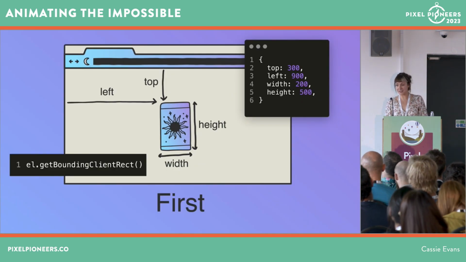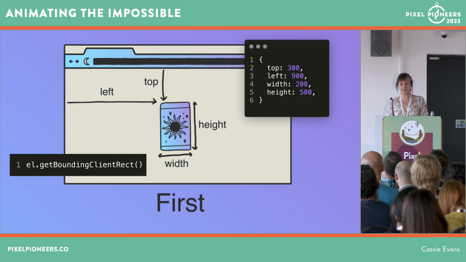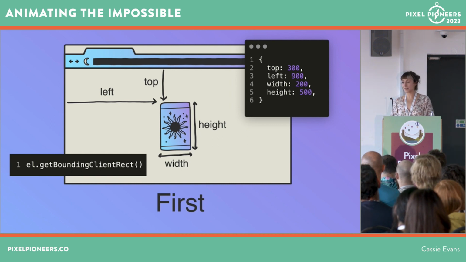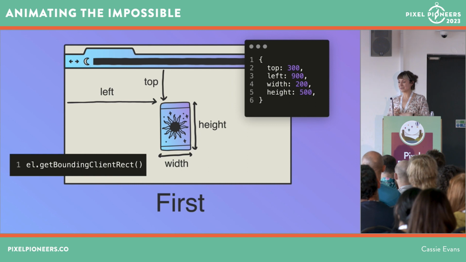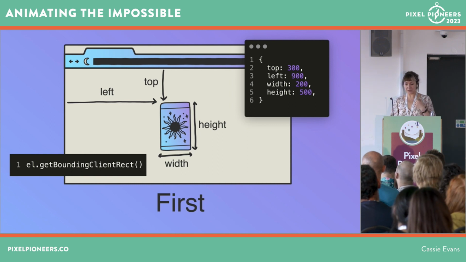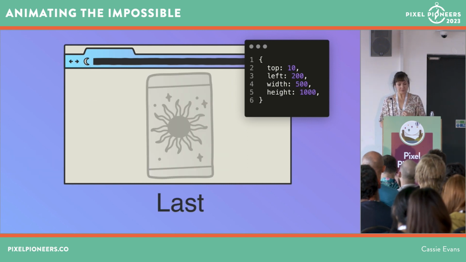So the first thing that we're going to do is grab the position and size of the element with getBoundingClientRect. So rectangles again, hooray. So we're just grabbing the top and left and height and width and get it back in a nice little object. And this gives us the positions relative to the viewport.